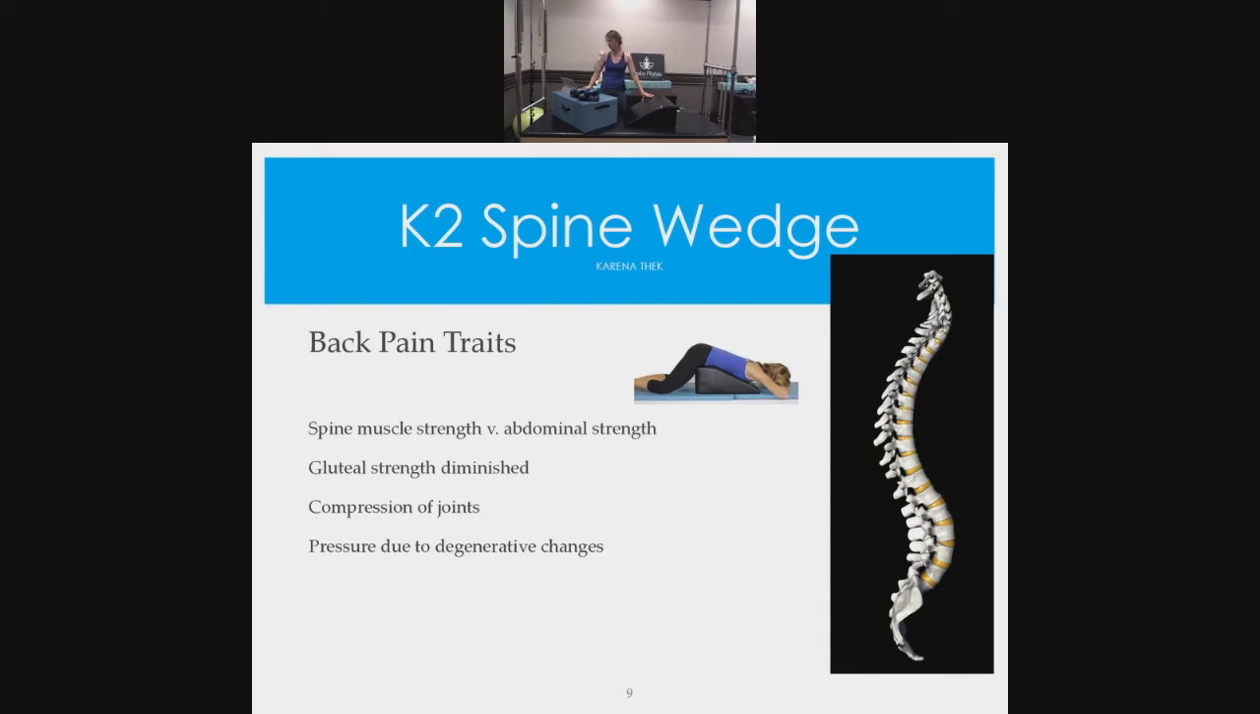Generally, with back pain, the gluteal strength is also diminished. So anybody who has a history of back pain, the glutes don't like to generally automatically activate. And that's not just the glute max, it includes the glute med and the glute min. So how do we focus on those, and how do we isolate those?